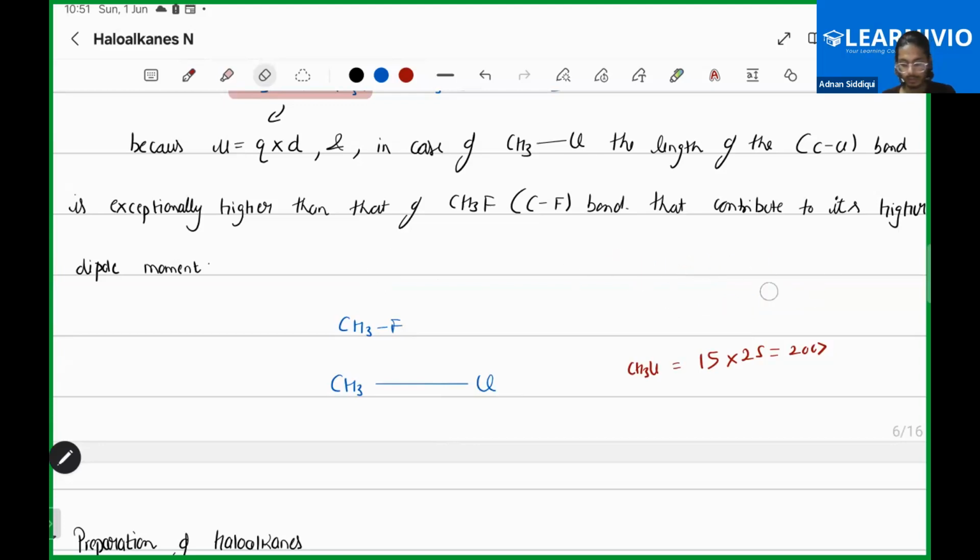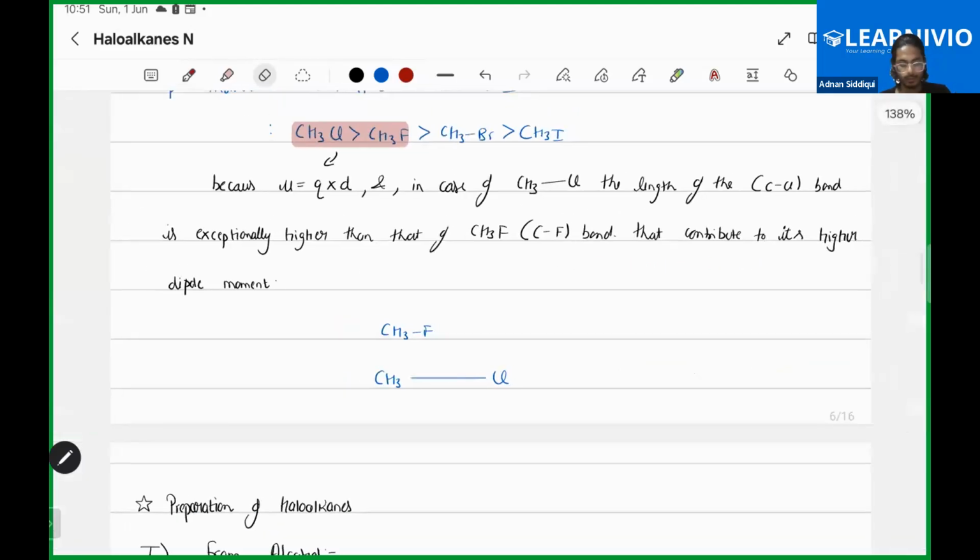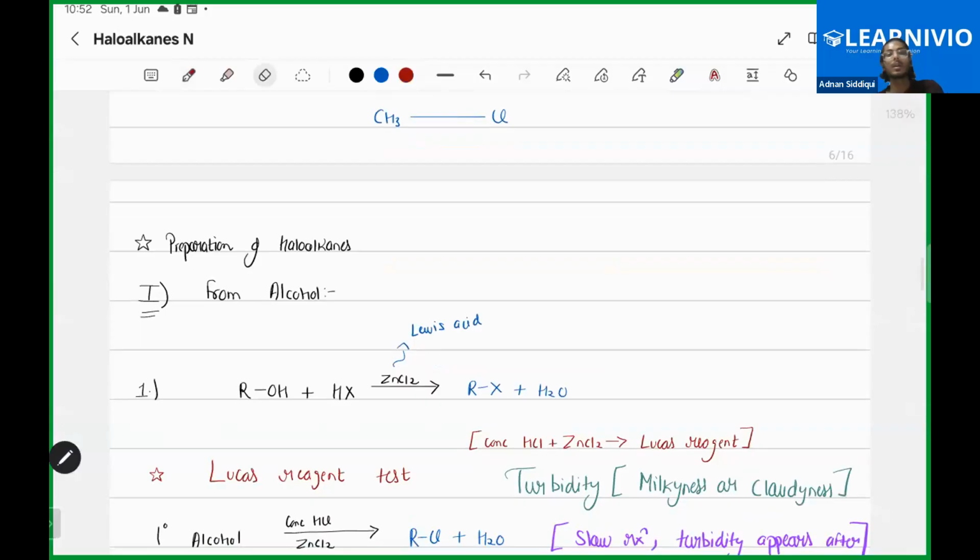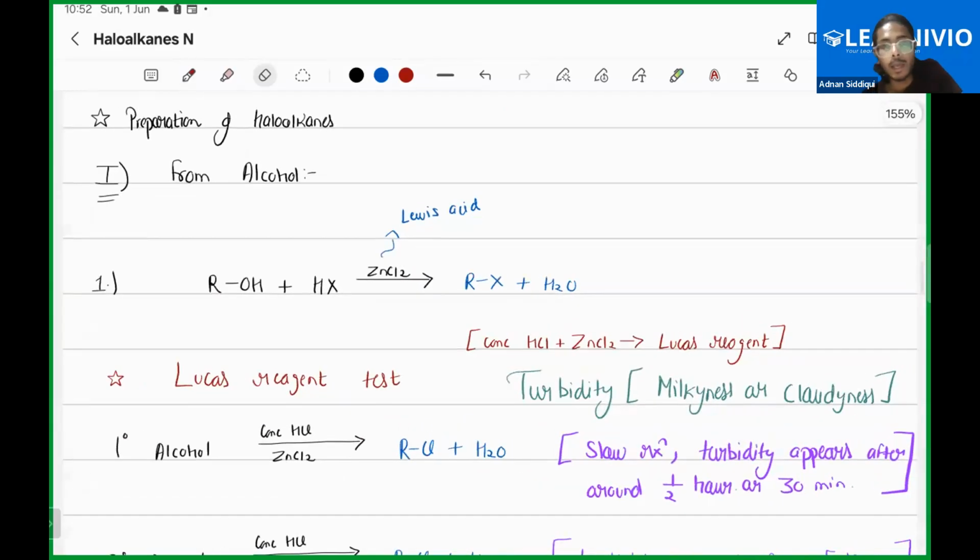So let us jump to the main topic now. As the chapter's name is Haloalkanes, we are going to divide it into three parts. First, we are going to see how we can prepare the haloalkanes. We will see different methods.